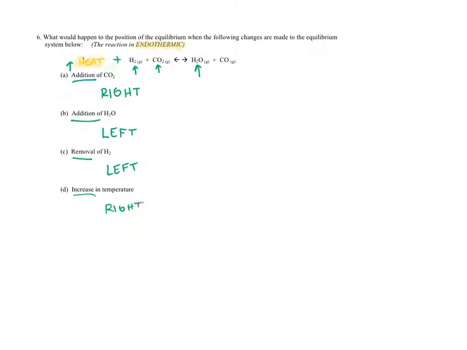So when you think of heat as a thing, as a reactant or product, if you increase the temp, it's going to shift away from the side of the heat. If you decrease the temp, it's going to shift towards the side of the heat. Remember, endo heat is a reactant, it's going in. Exo heat is a product, it's coming back out.